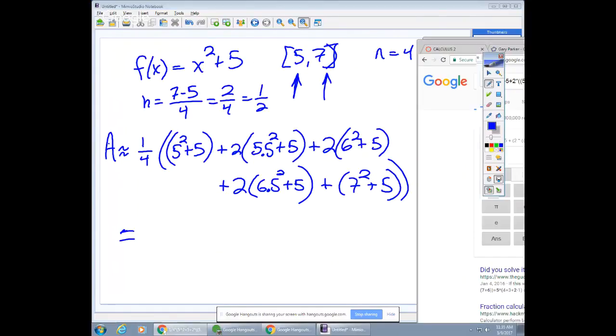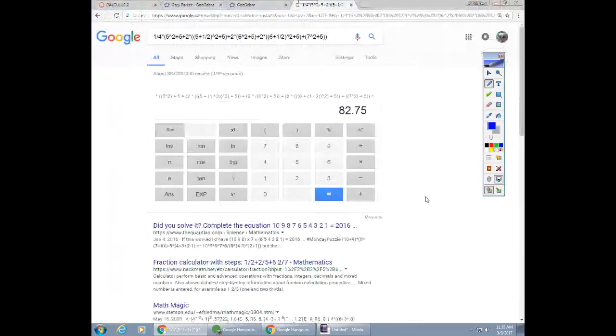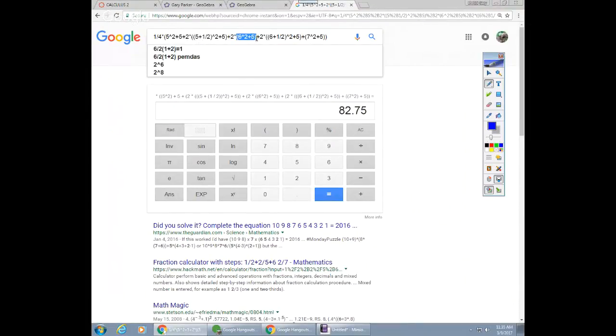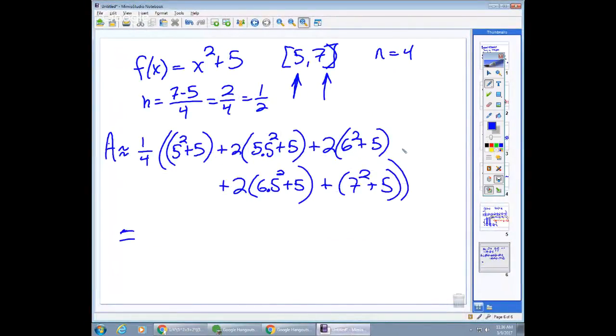Okay, so I'll bring my screen back that I typed it into. I was trying to be very careful with parentheses, 2 times y2, 2 times y, oh, let's see, that's y1, this is y2, this is y3, and there's y4. And Google added even more parentheses trying to clean it up. So 82.75 is what I'm getting here, which should have less error than the right-hand endpoint. So 82.75. I don't know if I wrote down that last one.